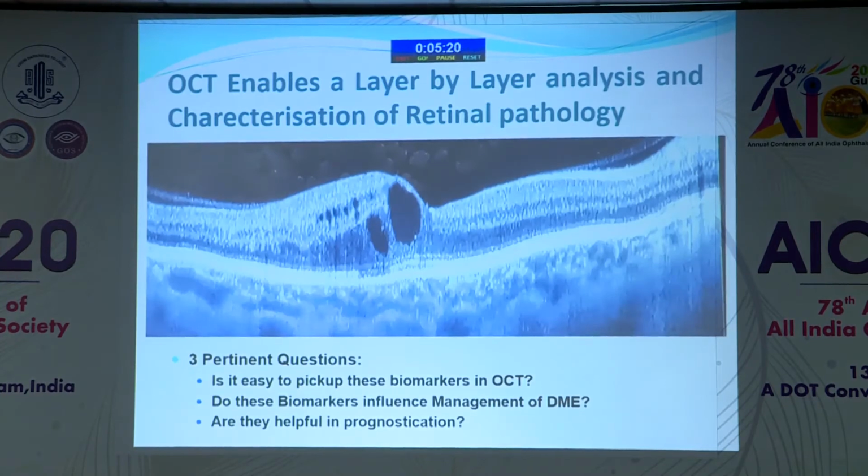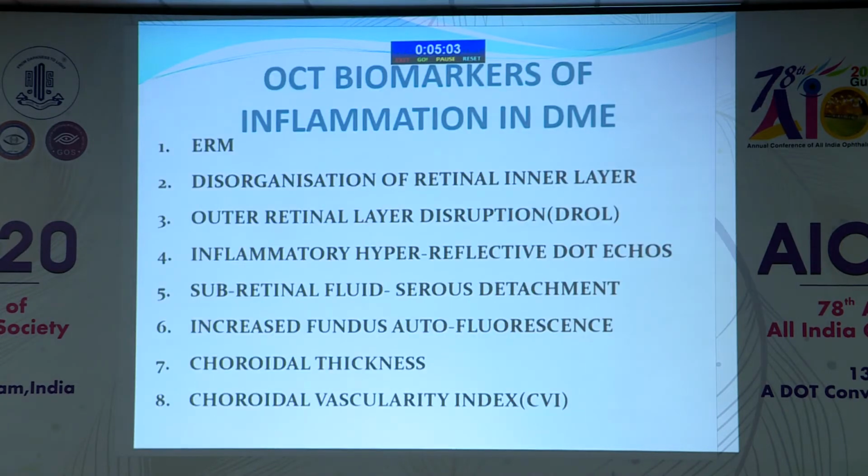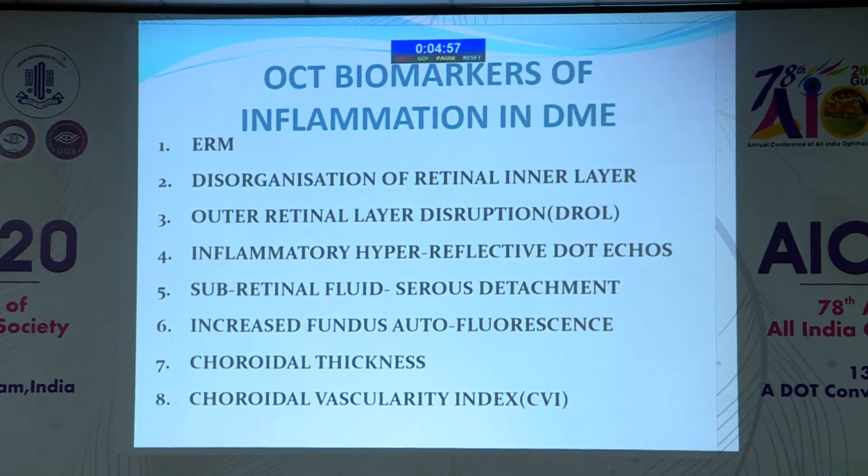So OCT enables a layer-by-layer analysis and characterization of retinal pathology, and there are three pertinent questions that are raised. Number one, is it easy to find these biomarkers in the OCT? Number two, do these influence the management? And number three, do they help in prognostication of your case? The biomarkers are usually divided into the ERM, the DRIL, the inflammatory hyperreflective dot echoes, the SRF, the increased fundus autofluorescence, choroidal thickness, and choroidal vascularity index, out of which the increased fundus autofluorescence is not much of an OCT finding. It's more of an angiographic and fundus finding.